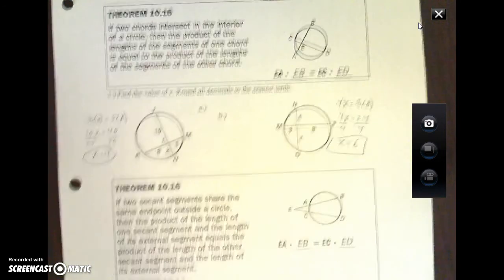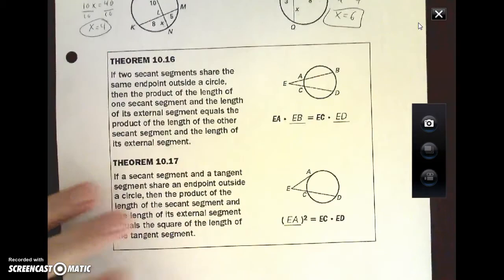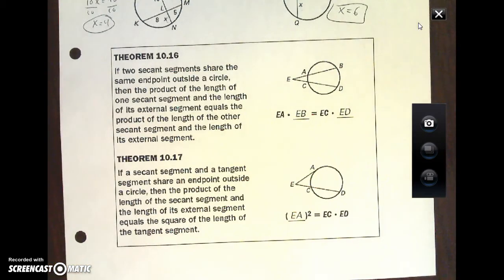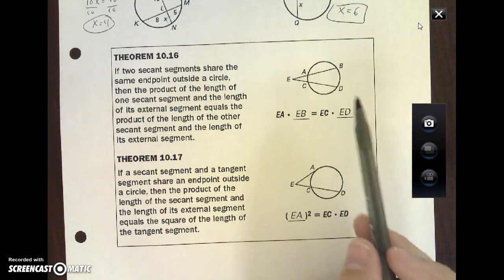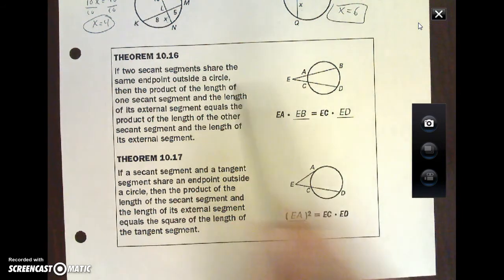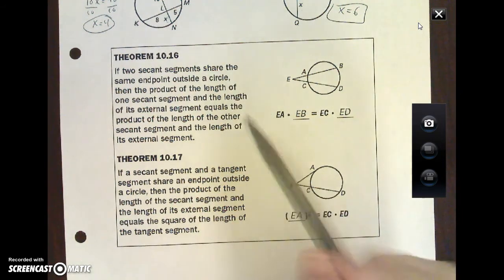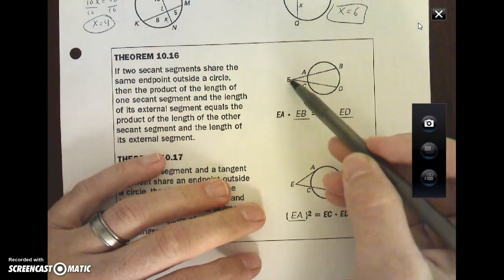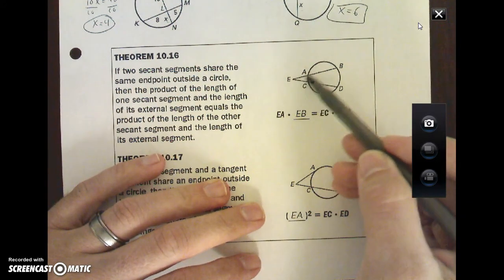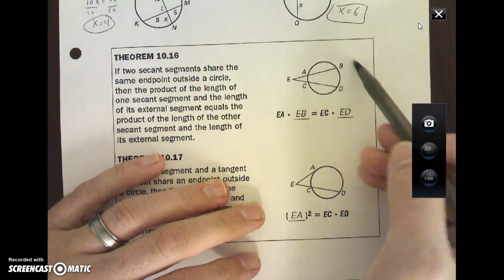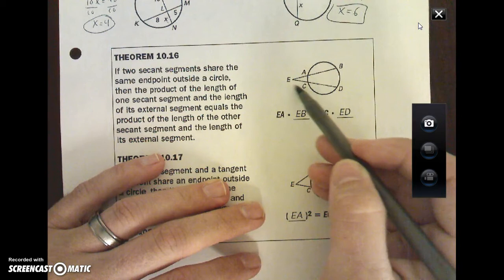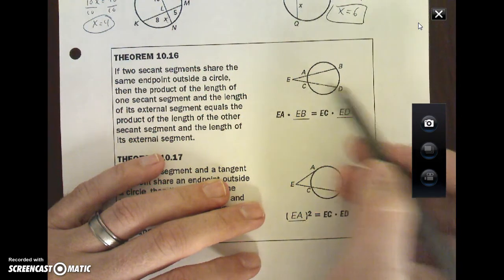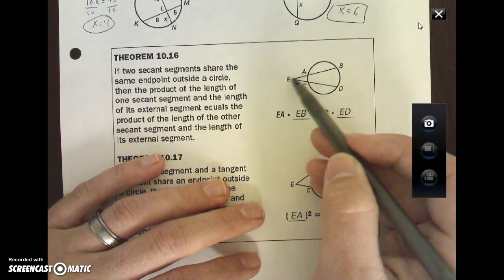Okay. All right. For our next part, this is basically the same theorem. You'll notice it just looks a little different for each one. Let me just explain over here what we're talking about. If I have a line cutting through my circle going to the outside, you can say EA, this little piece right here, times EB, the whole length, is equal to EC, this little piece, times the whole length, ED. All right? So little piece, whole thing.